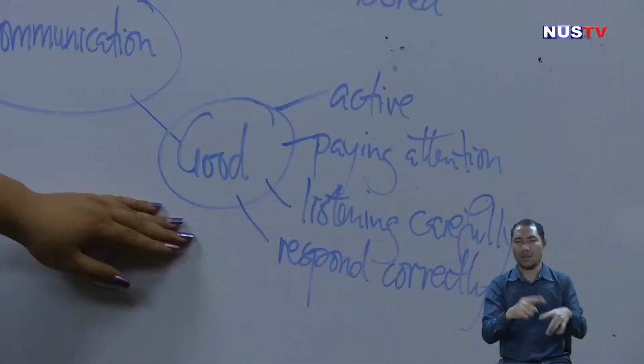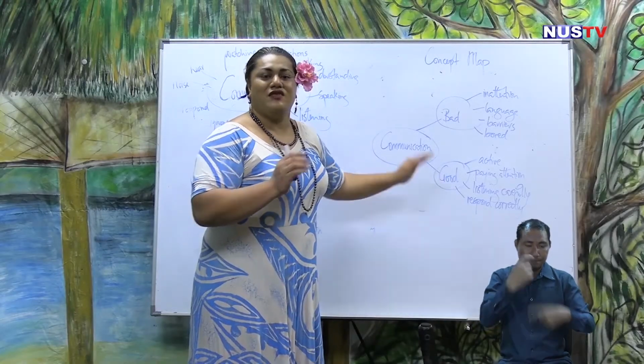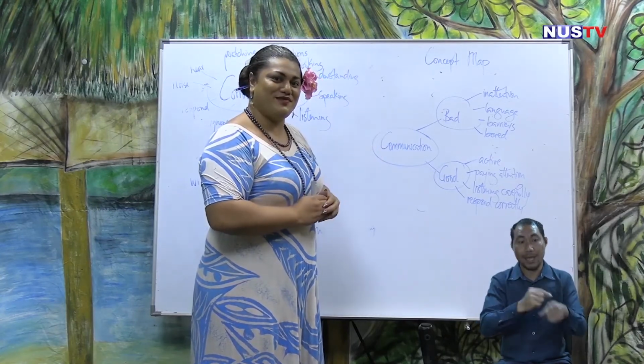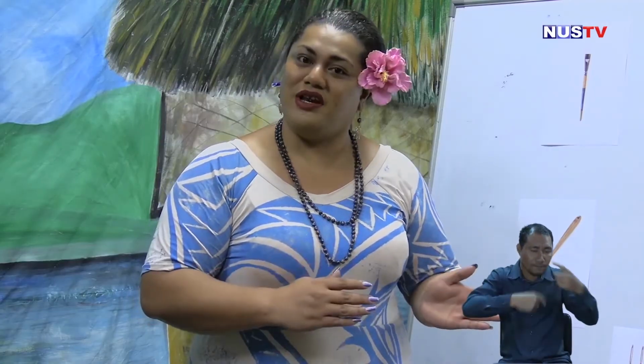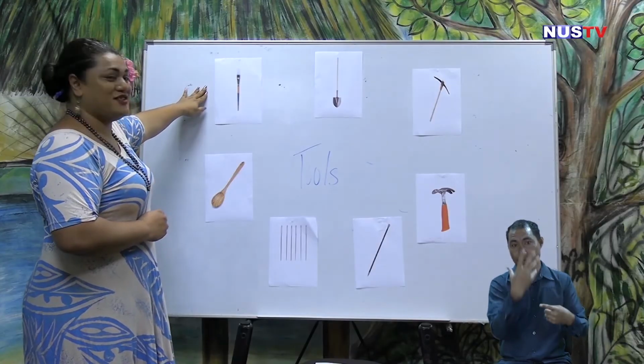Okay, so let's look at some tools that we use within our class, so that we could put them into categories of how to use those tools. Okay, the next part, let's try and look at our tools. These are common tools that we use in our class. Hopefully you can identify the names of these tools, not only their Samoan name, but also their English name. So let's look at our first tool. Can you identify the name of this tool?